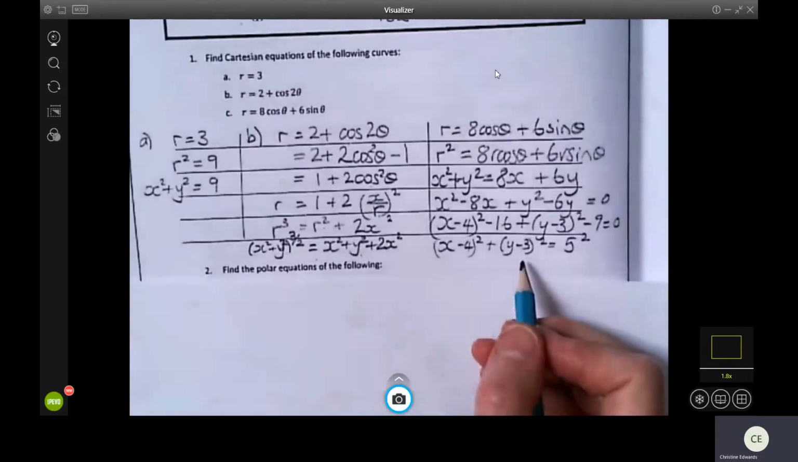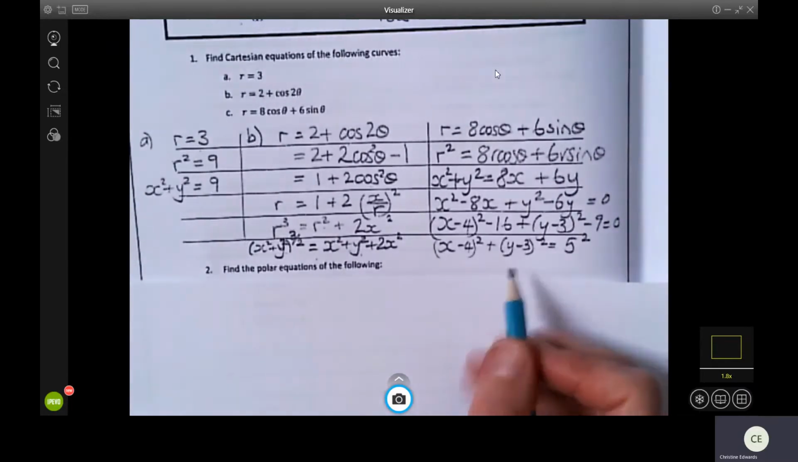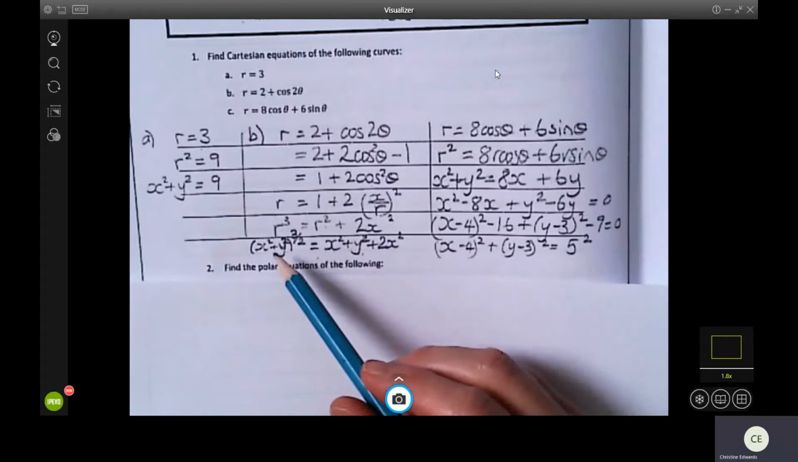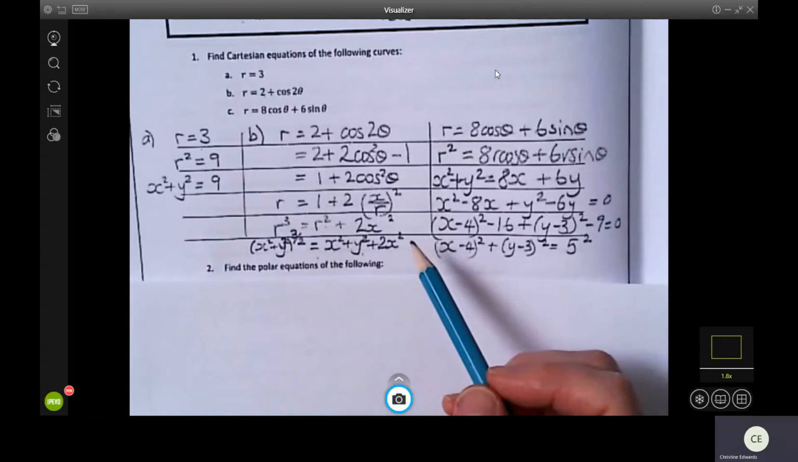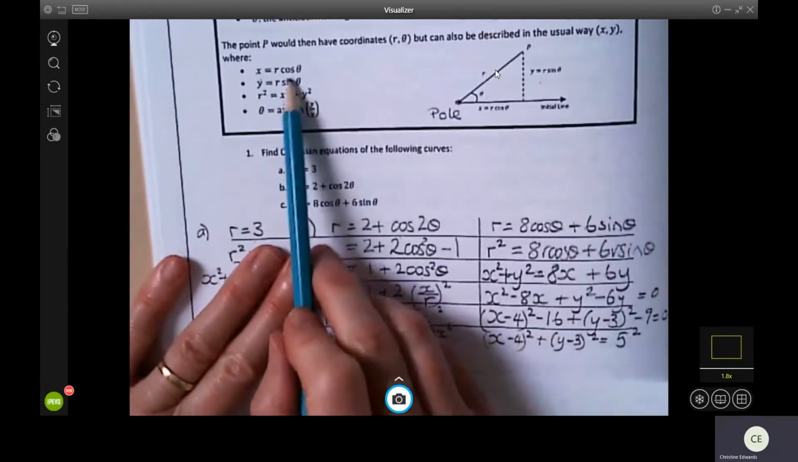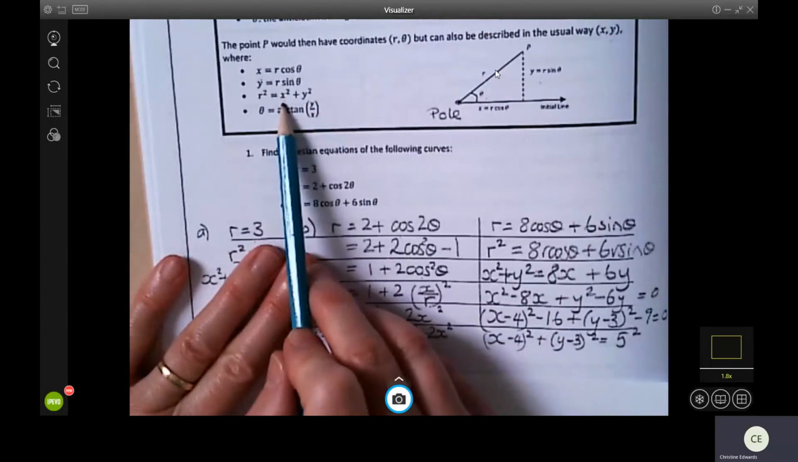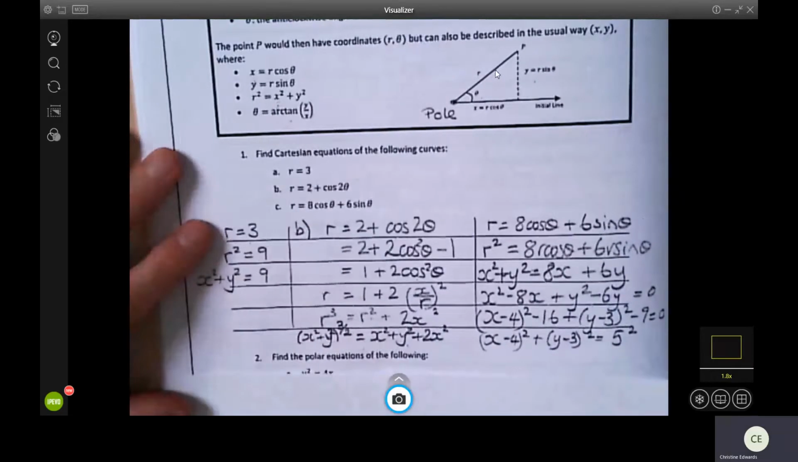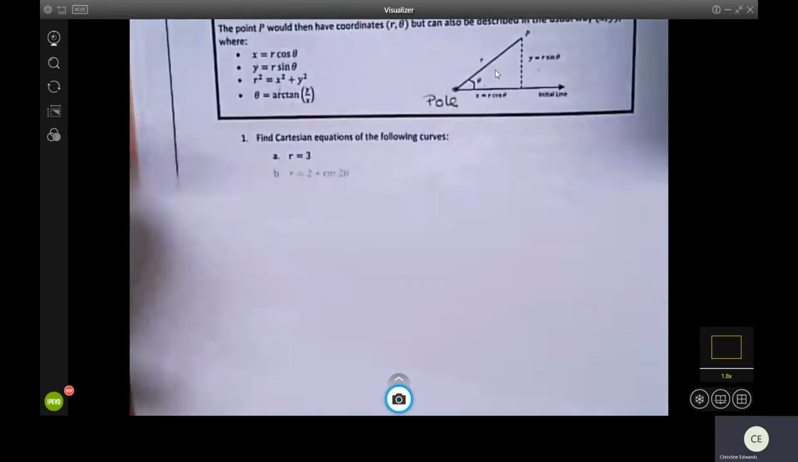I can now recognise the type of equation that I have. So that's going from polar to Cartesian, and as you saw, I used 3 equations. I used the x equation, the y equation, and the r squared equation. Right, we're now going to go back the other way. So let's have a look at question 2 at the bottom of the page.